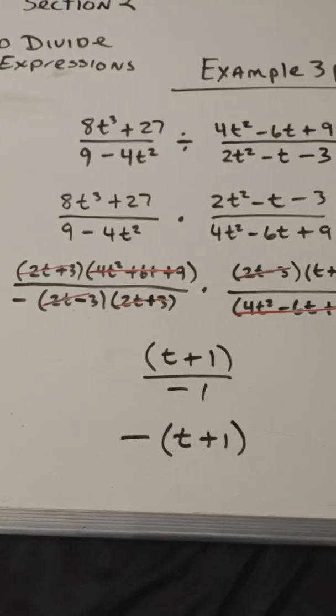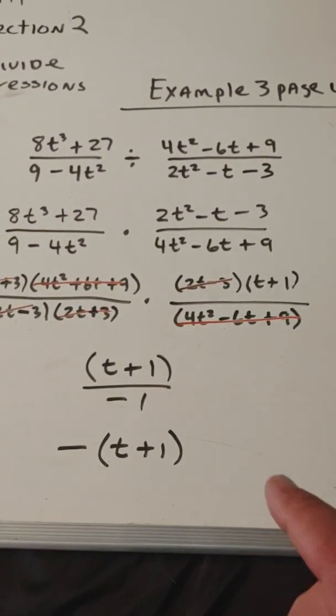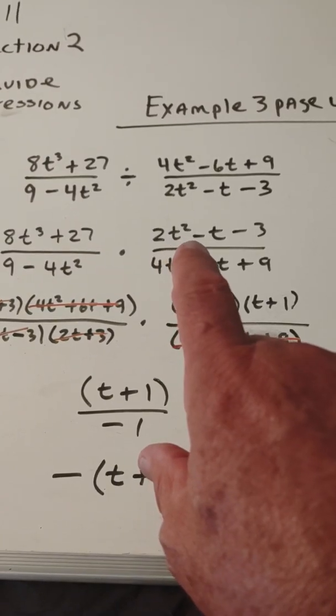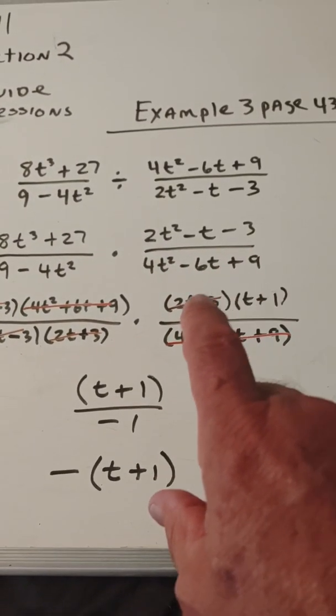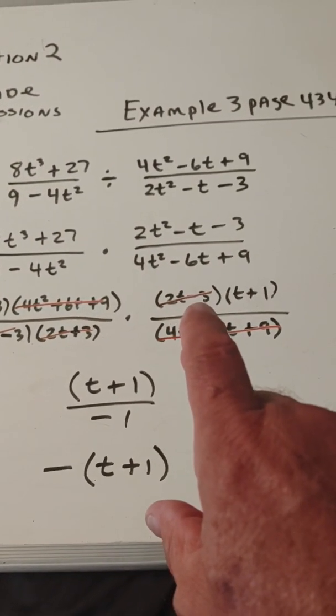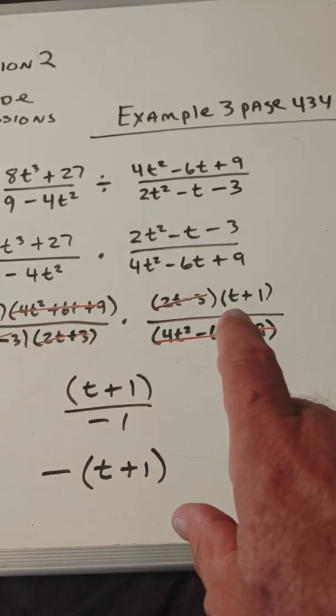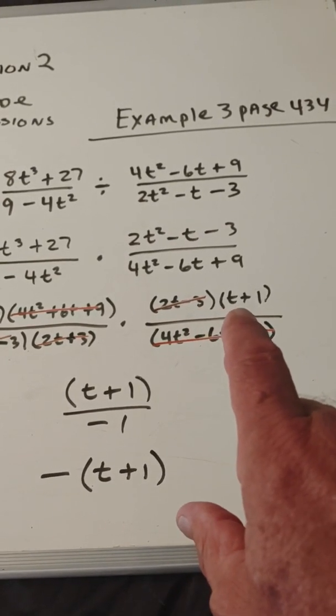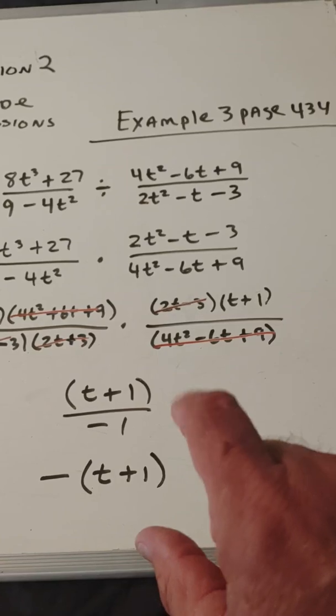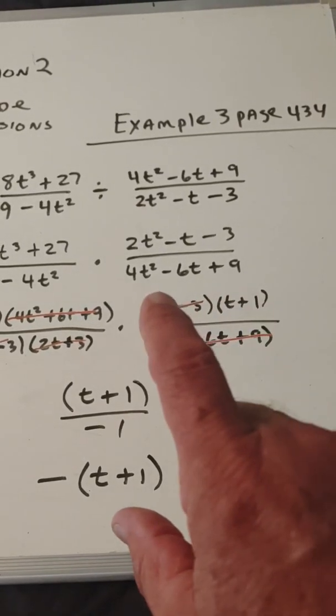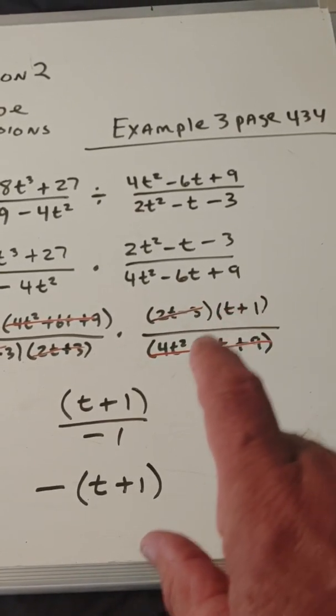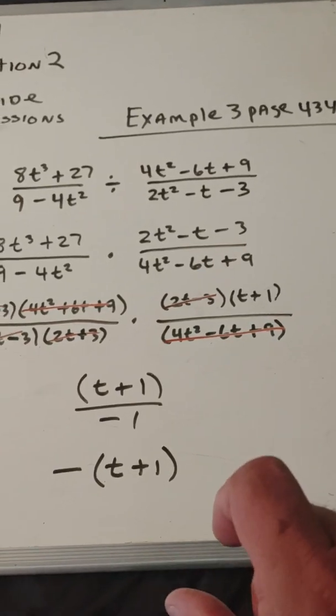I forgot to write the plus sign. You come over here, this 2t squared minus t minus 3 becomes 2t minus 3 times t plus 1. The bottom one, 4t squared minus 6t plus 9 is non-factorable, so it stays the same.